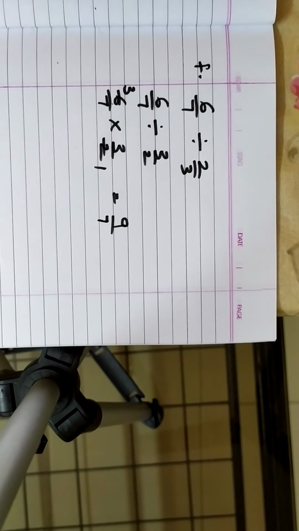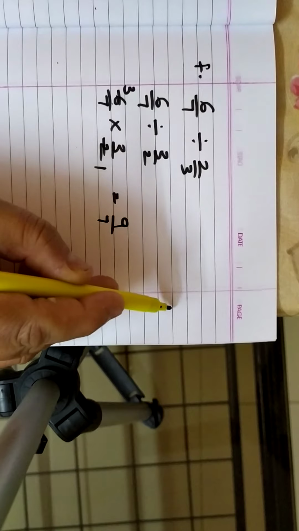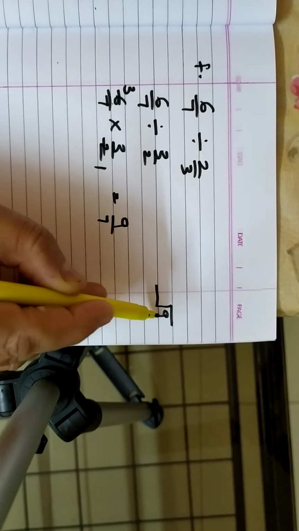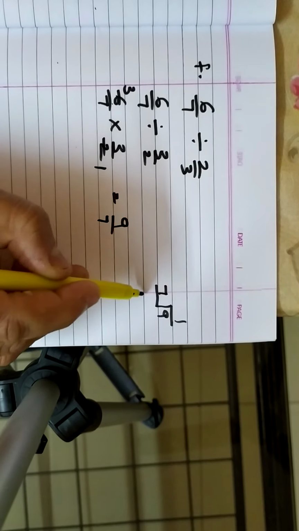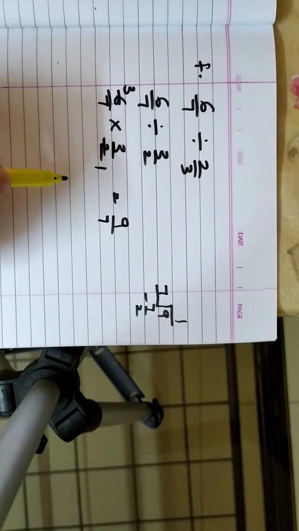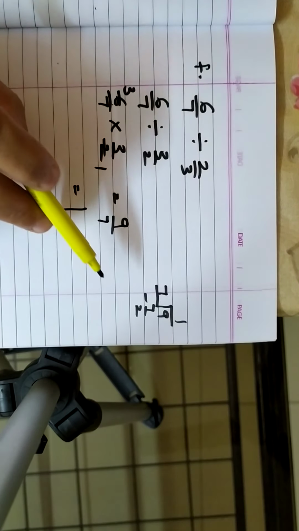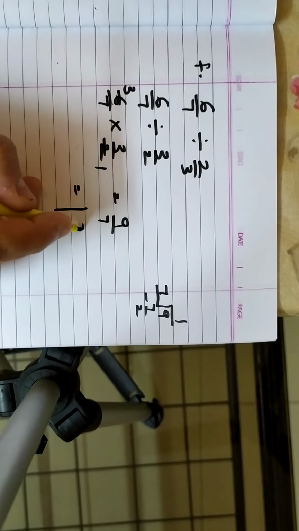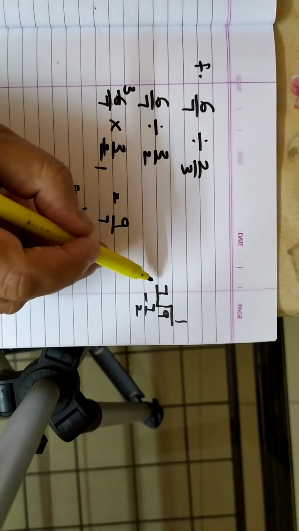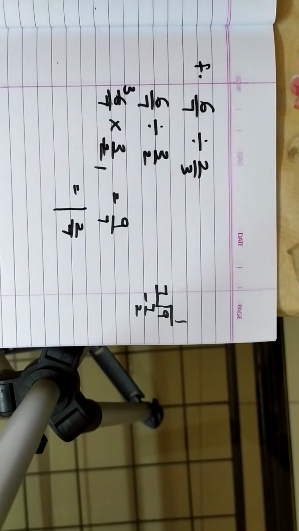9 upon 7, children, is an improper fraction. We can see the numerator is greater than the denominator. So we have to convert this into mixed. 7 ones are 7. So our answer is 1 integer, and the denominator remains the same. So our answer is one integer 2 upon 7.